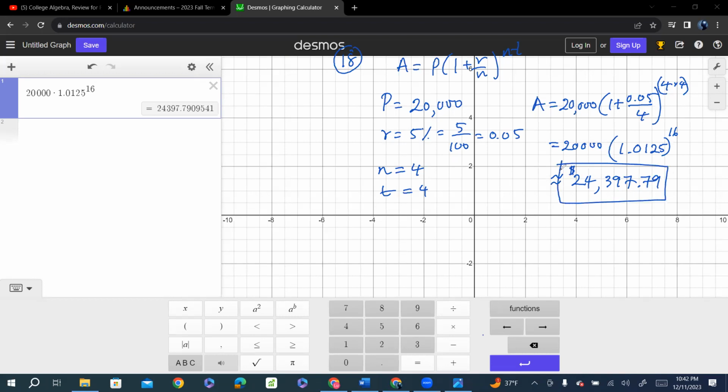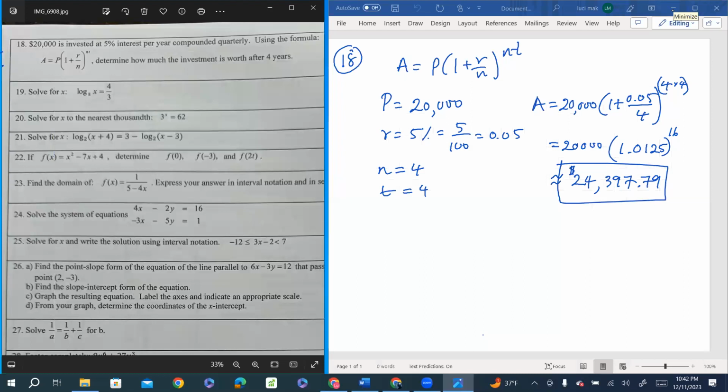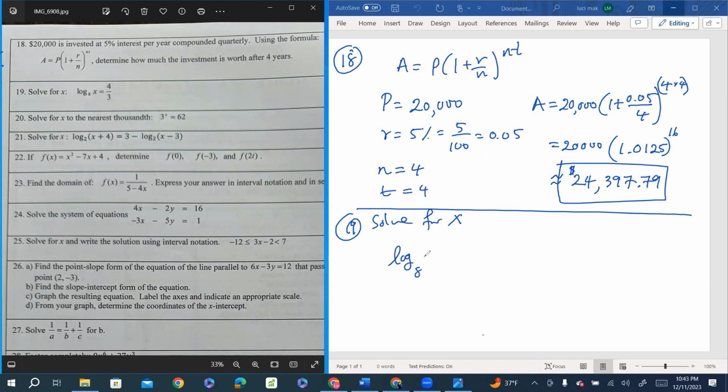All right, so let's go back to our question here. Let me see if I can minimize this. I think that should take it to where we were at. All right, great. Okay, so that's the answer for question number 18. Let's see if I can do 19 at the same time here. So we want to solve for x. So we have log base 8 of x equals 4 over 3.